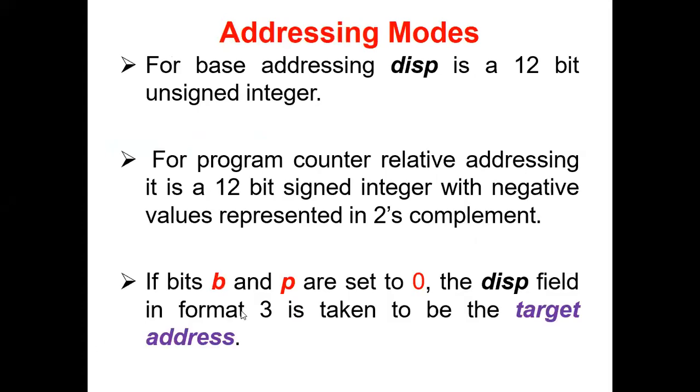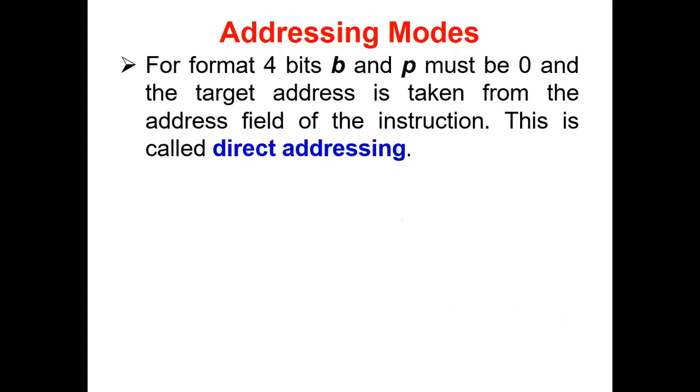Then when both bits B and P are 0, of course, that means that we are not using base and we are not using the program counter. When those two bits are 0, then it is only the displacement which is taken as the target address. So the displacement is the target address, okay?